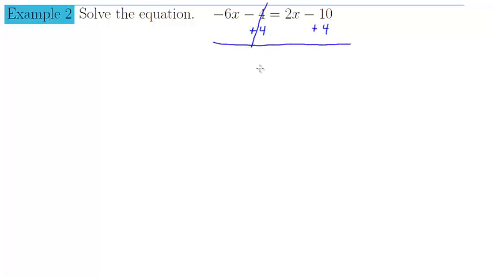So here the 4's are going to go away, and I'm going to be left with negative 6x equals 2x minus 6, right? Negative 10 plus 4 collects to give me negative 6. Finally, I need to move my x's over to the other side as well. So I need to move this 2x over to the other side. Because it's a plus 2x right here, right? It's attached by a plus sign that you can't see. I'm going to go ahead and subtract 2x from both sides.